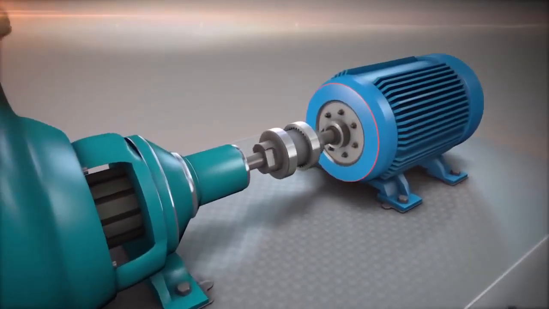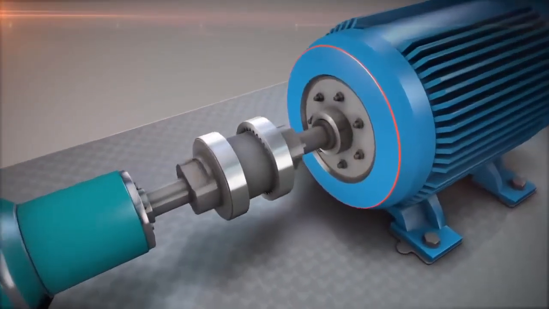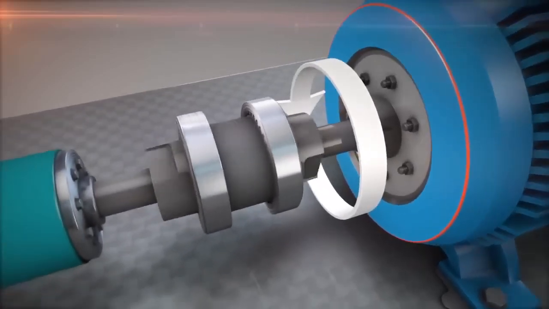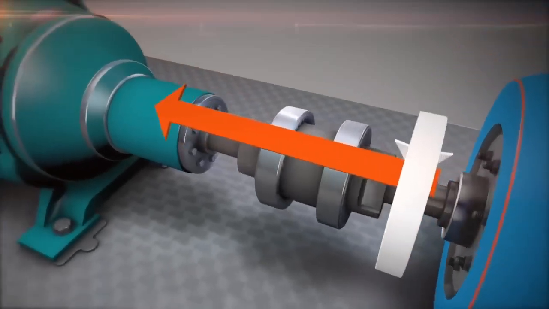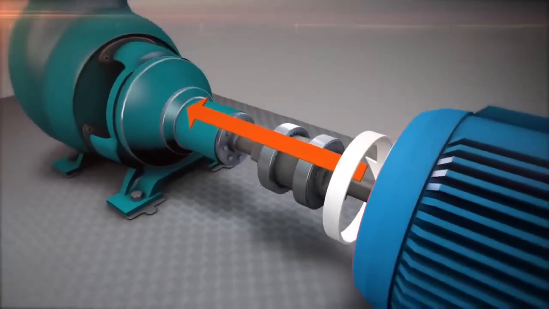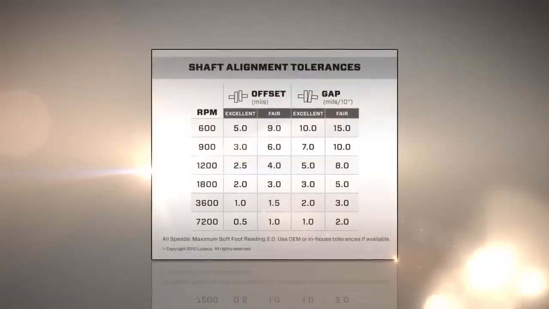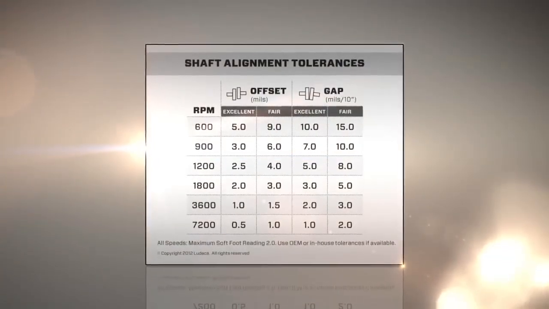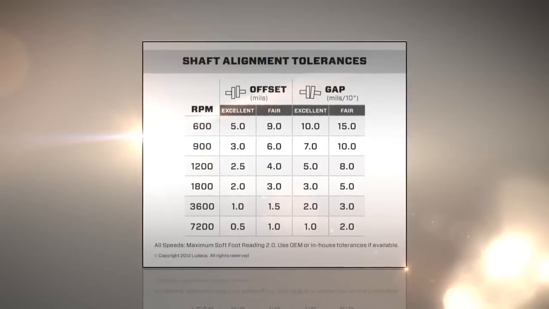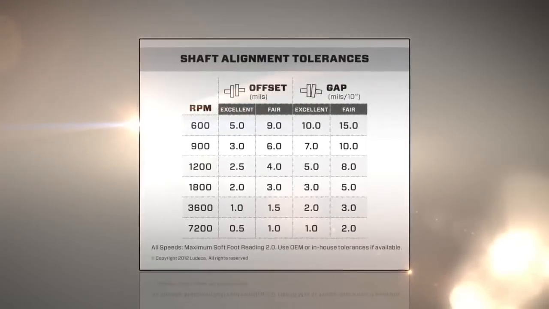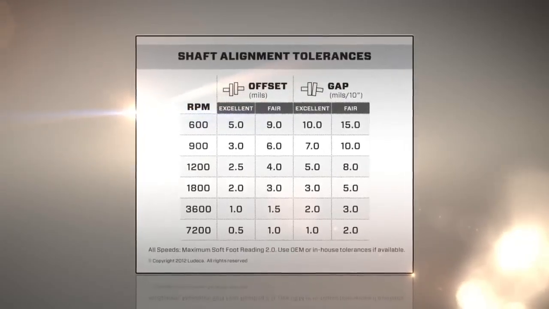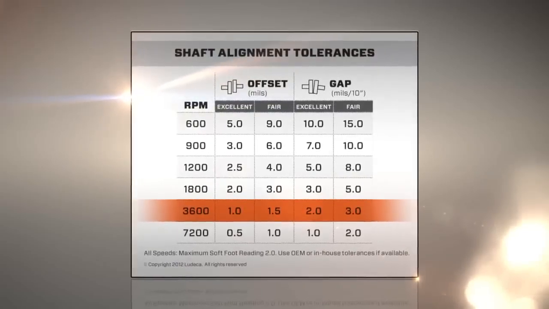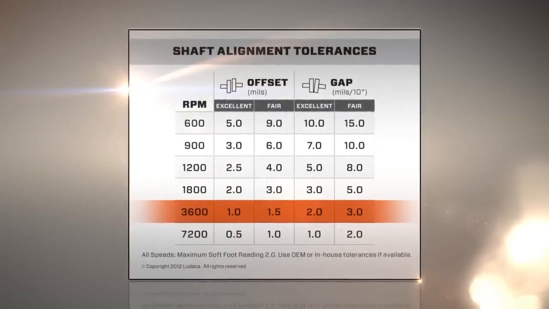Very common rotating machines in industry are pump and motor sets. When a motor runs, the shaft rotates and transmits power through the coupling to the pump. Because alignment is so important, tolerances were developed to define the most misalignment you can have and still be okay. We will explain about these tolerances in a future video. If this was a 3600 RPM motor, these would be the tolerances.